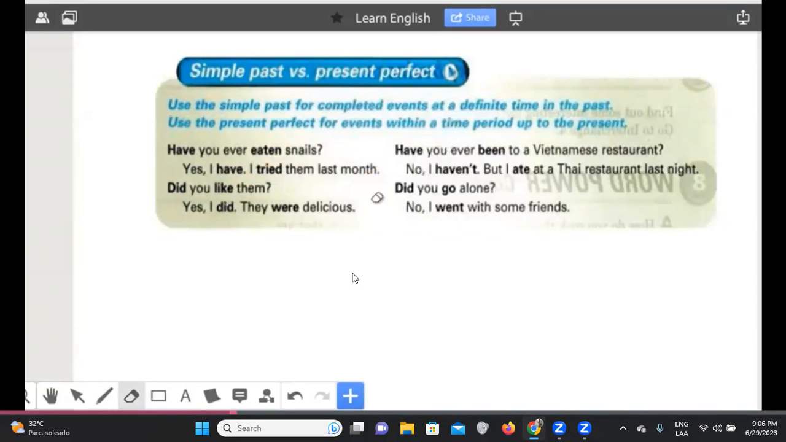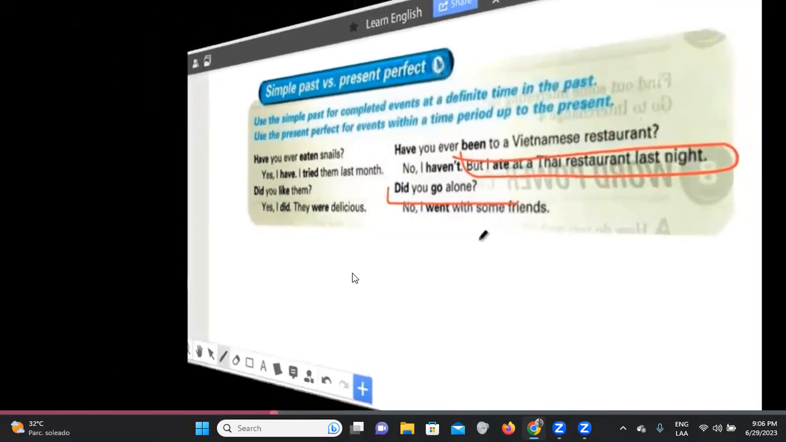And so we do the same thing towards the right side of the example of this chart. Have you ever been to a Vietnamese restaurant? We start off the question using the present perfect, and then you continue on and you give either a positive or a negative answer. And in this case, it happens to be a negative answer. No, I haven't. And then you might give more information, but I ate at a Thai restaurant last night, right? And then the next questions that follow here are in the simple past. Did you go alone? No, I went with some friends.